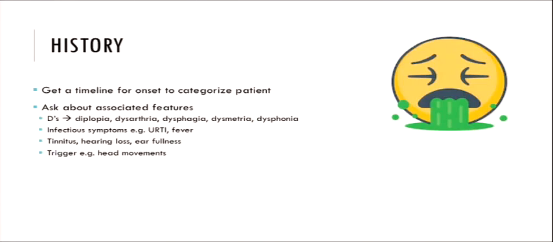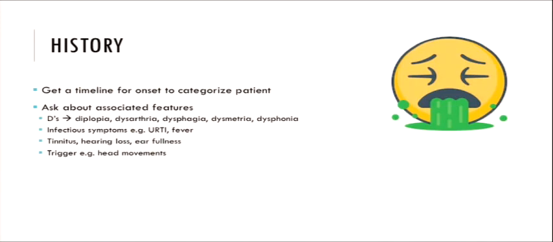So get a timeline for onset to categorize this patient. So if we took a further history and the previous episodes that happened 3 months ago were the exact same characteristics that happened to this patient here, that really reassures us. And even though they've been more than 24 hours, you could put them in that recurrent and episodic category, okay?